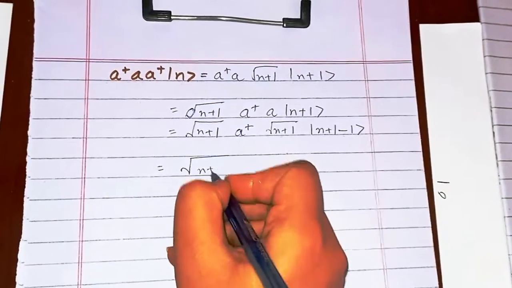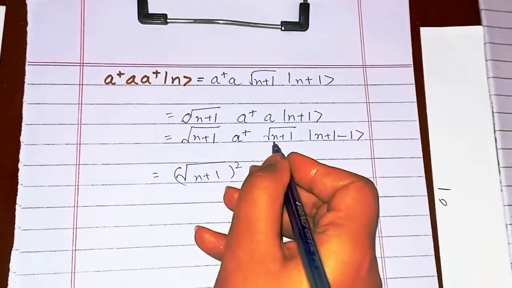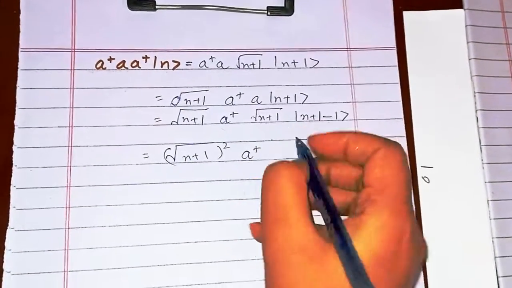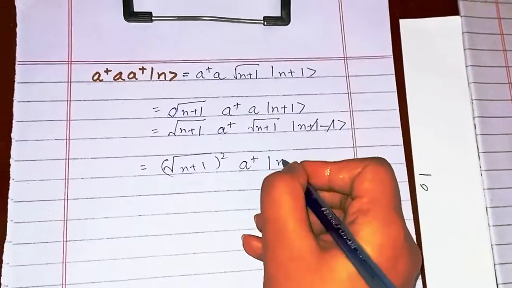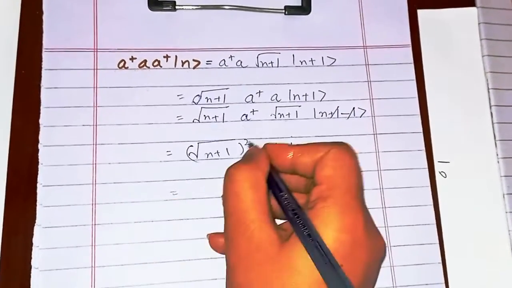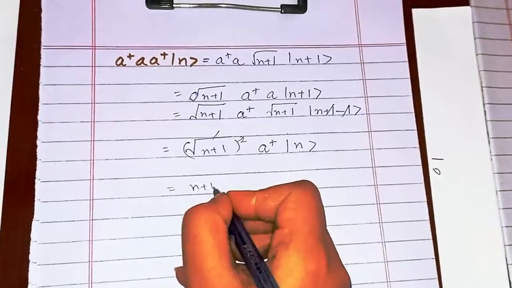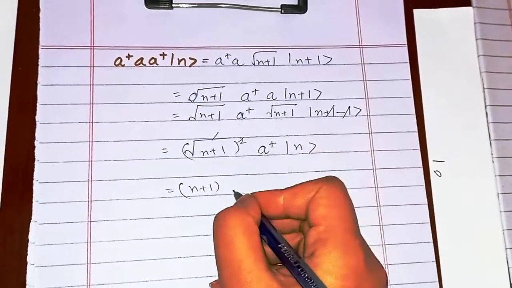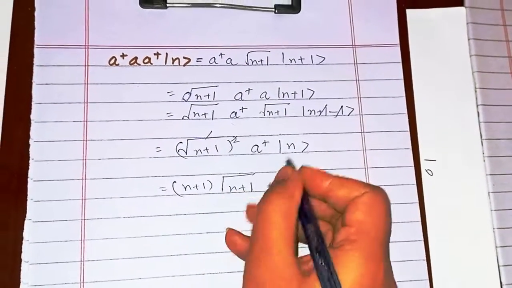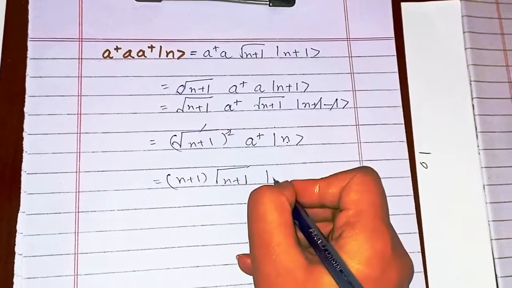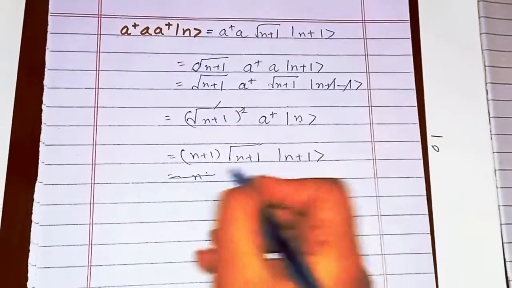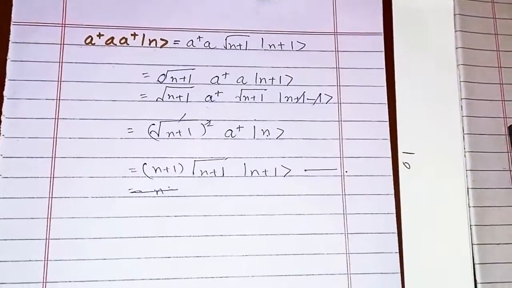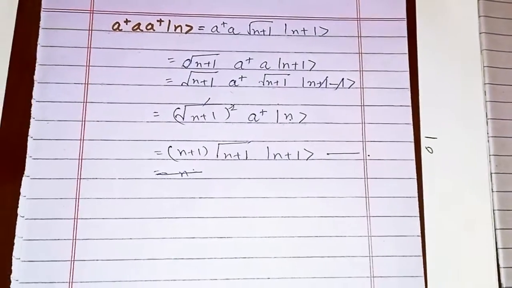It's under root n plus 1 whole square, since you can see the same quantity, so a plus will be applied on this ket. Plus 1 minus 1 cancels out, and it's n ket only. Square under root cancels out, n plus 1, raising operator applied, so the quantum number is raised by 1, and the ket is also raised by 1, and it's n plus 1. This is the final result for the sixth term.